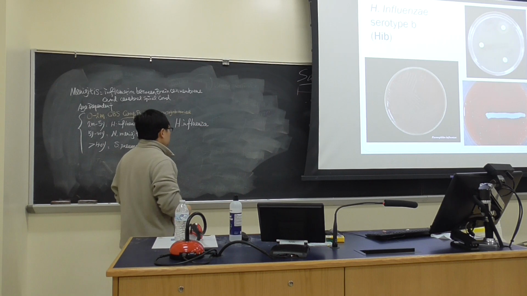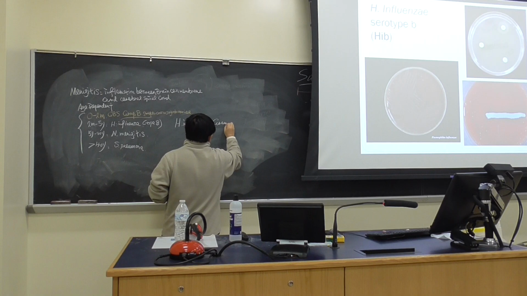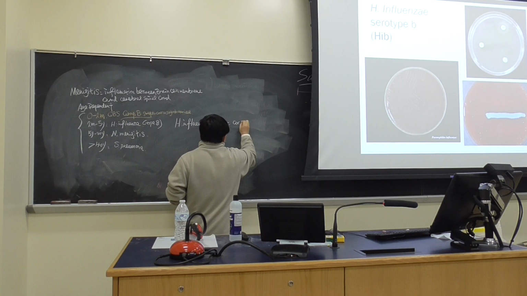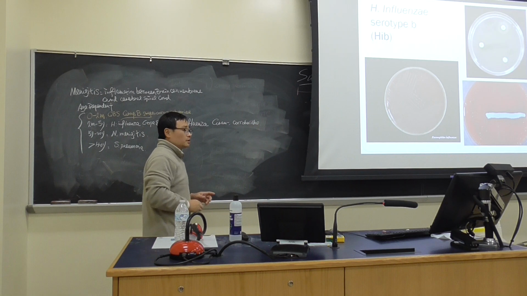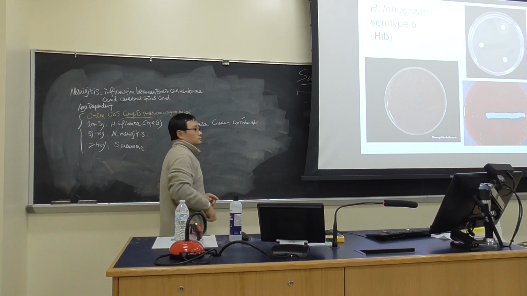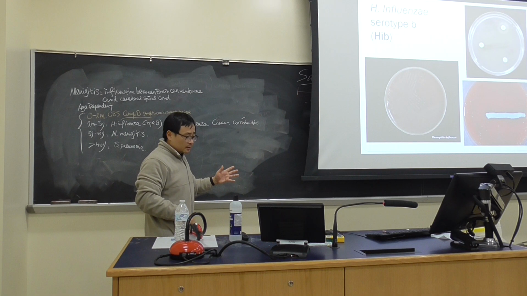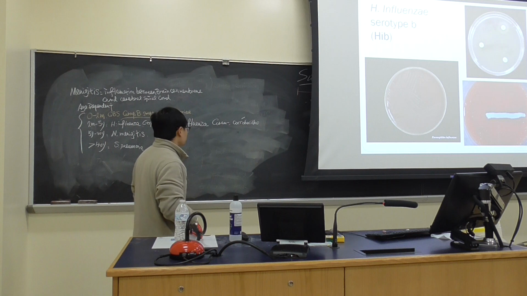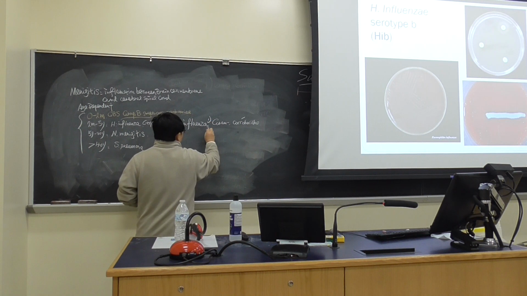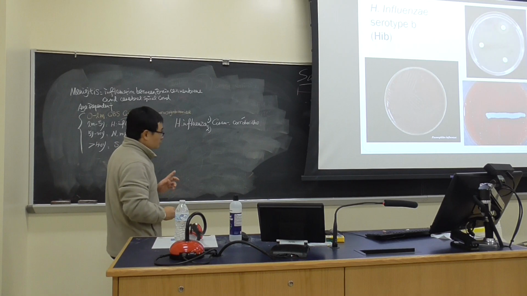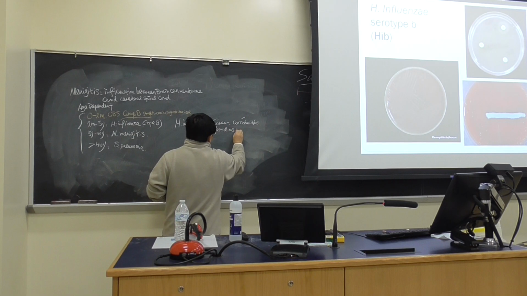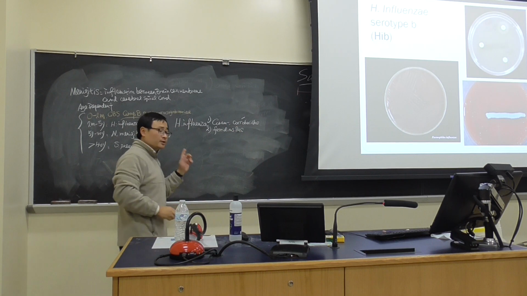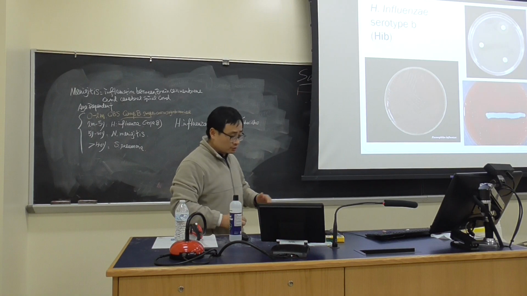Haemophilus influenzae is a gram-negative coccobacillus. What does coccobacillus mean? It means a very short bacillus, rod shape, looks like a coccus, looks like a bacillus. So we call it a coccobacillus. This is the first thing. Second thing, Haemophilus influenzae is a fastidious bacteria. What does fastidious mean? It is very picky. Not all agar can grow it.